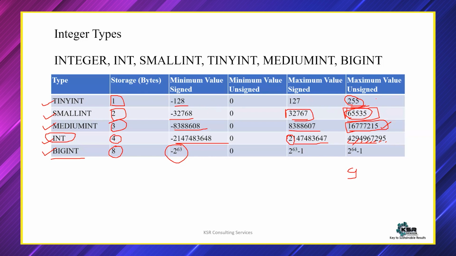So CVV can be 762 also. This will not accommodate because it is beyond 127.